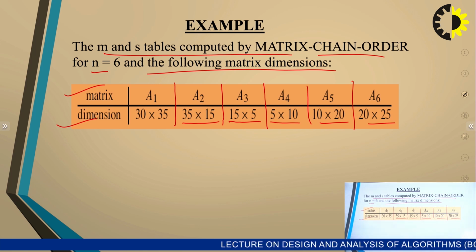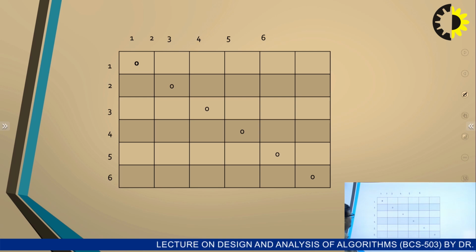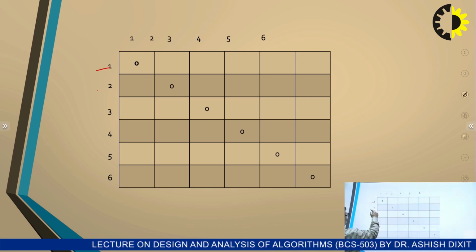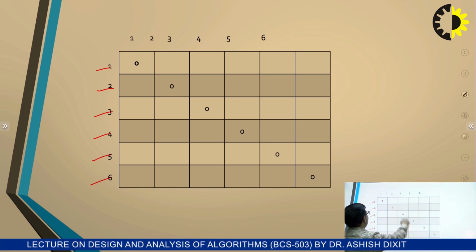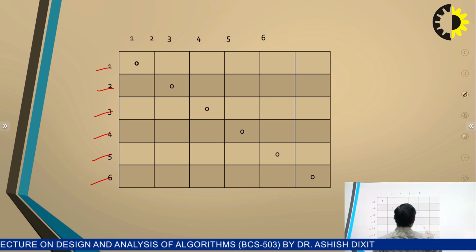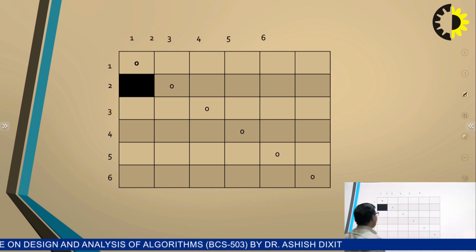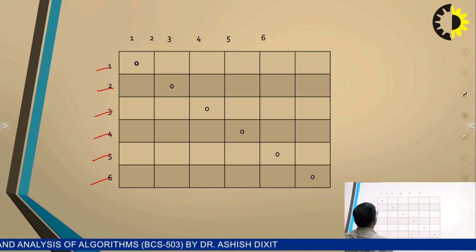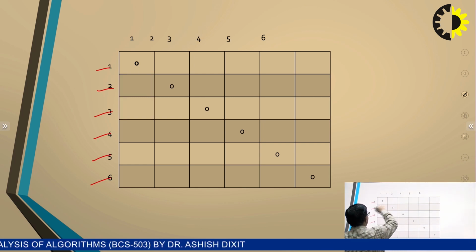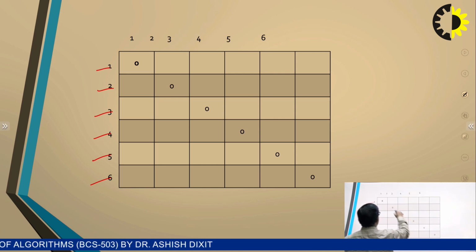So firstly we will draw a matrix. These are the values 1, 2, 3, 4, 5, 6, the length of the matrix, and here 1, 2, 3, 4, 5, 6 matrix. Okay. Again we will consider where i and j values are the same, then we will put a 0. These are 0.